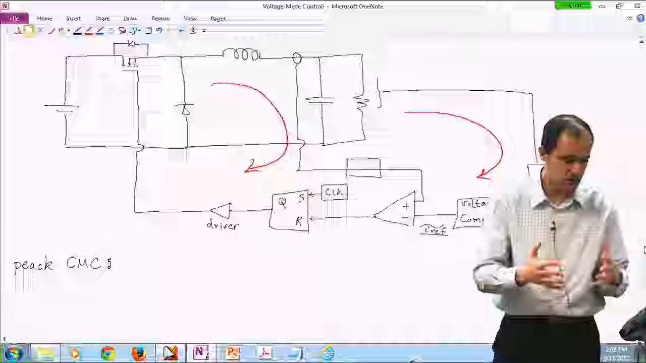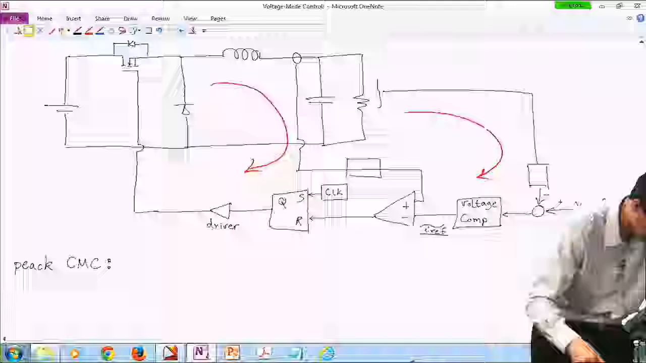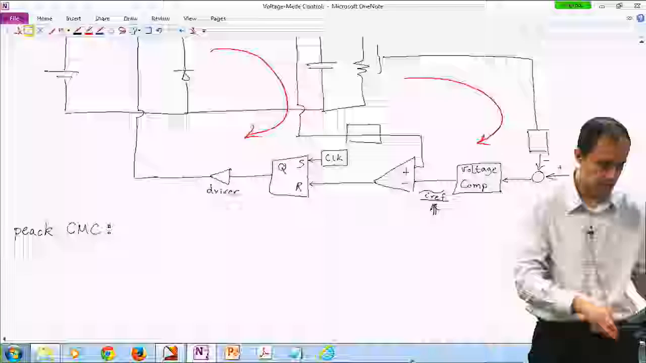Okay, so there are three basic ways of doing this current mode control, and the most common one, because it's the cheapest way of doing it, is called peak current mode control. So the way it works is, I'm drawing, for instance, IREF. Whenever I talk about IREF, I'm referring to this signal over here, which is the output of my voltage compensator. Before it was the duty cycle, now I'm interpreting it in a different way.